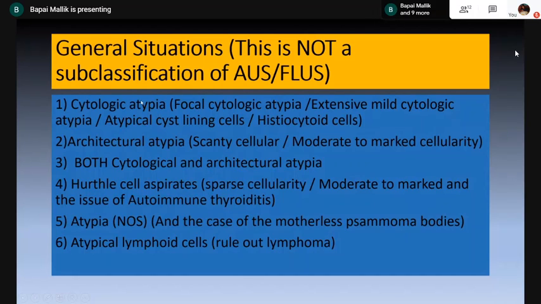The first one is cytological atypia. The next one is architectural atypia. And the third one is a combination of cytological and architectural atypia. Right? So this is one particular group. The next one are AUS related to Hürthle cell content. We shall see what this stands for. Then atypia NOS, where you cannot put it in any of the above. And finally, atypia based on lymphoid cells. May sound very confusing, but when you look at the examples, I think the concepts are going to be clear. So you're going to take this one very slowly.